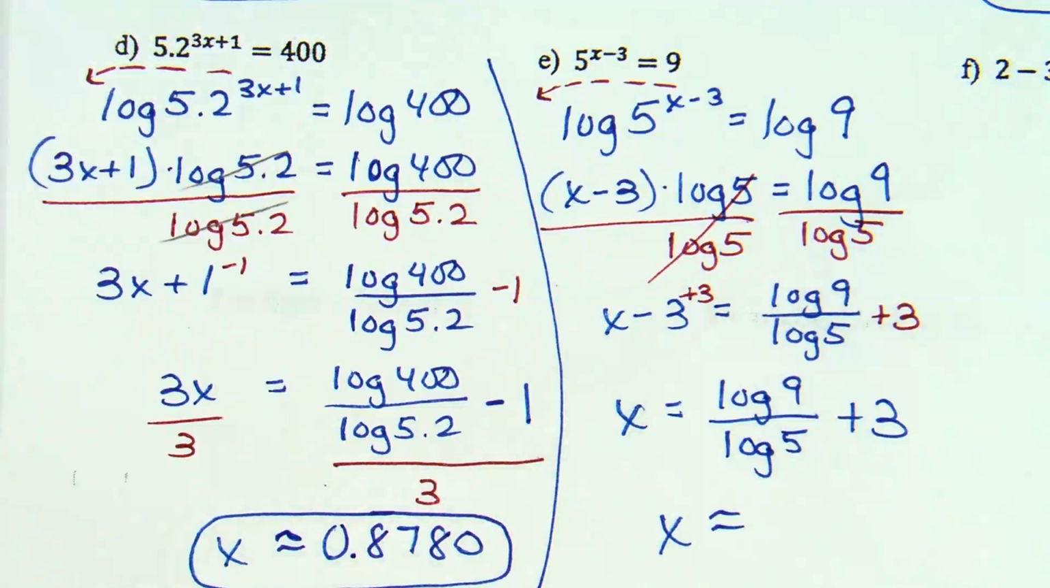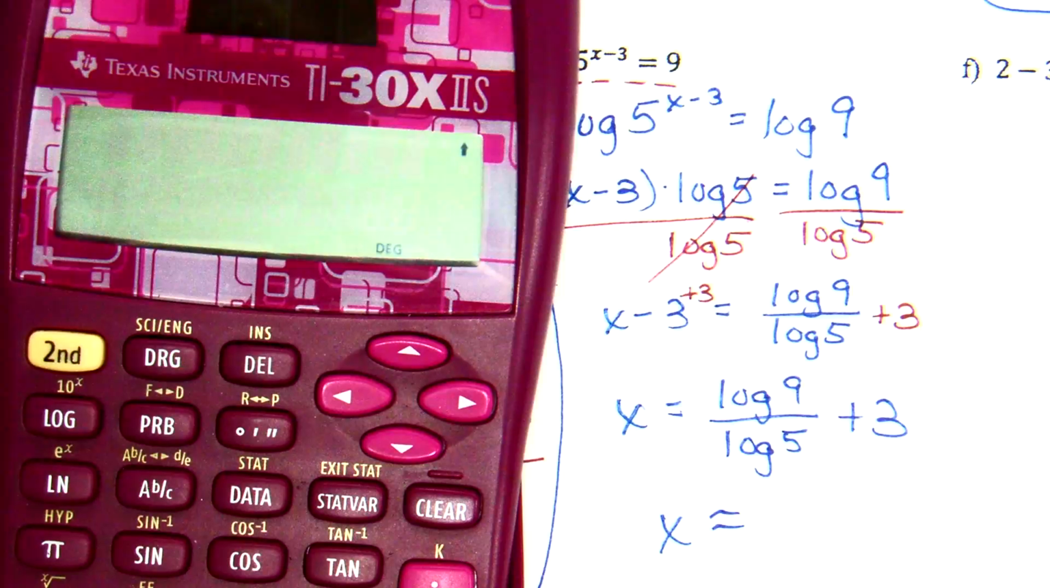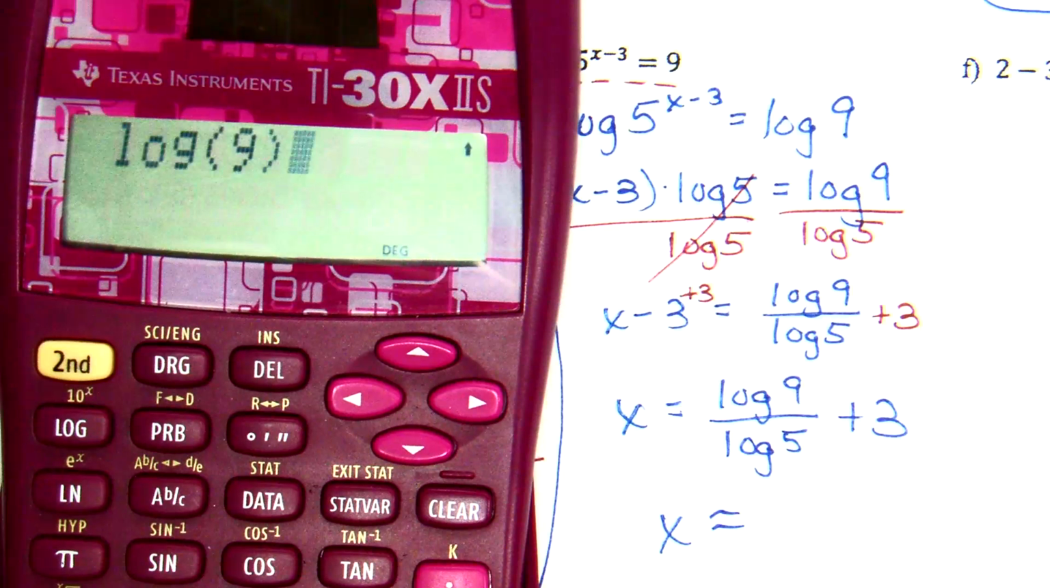Some of you guys have the answer. What'd you get? Okay, yep. So log of 9 divided by log of 5. Easiest to hit equals there. And then in this case, I'm just adding 3. So 4.3652, and the 1 tells the 2 to stay.